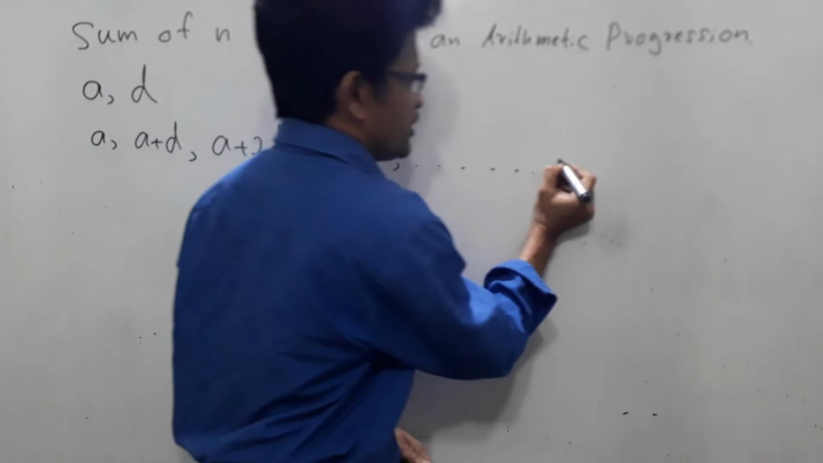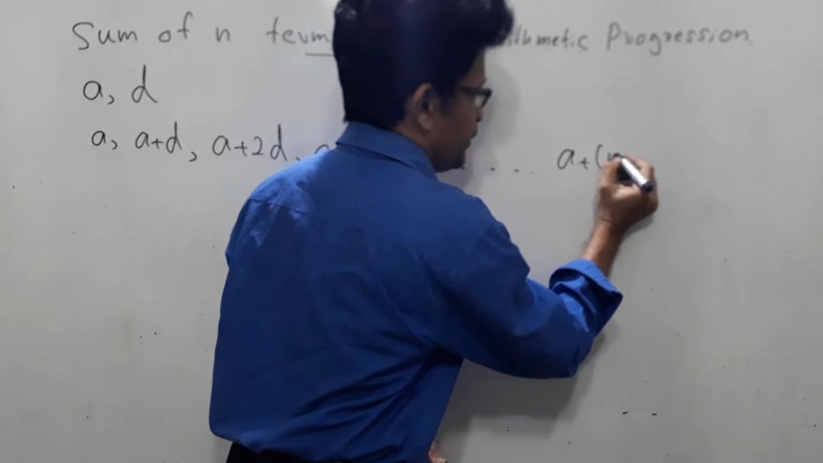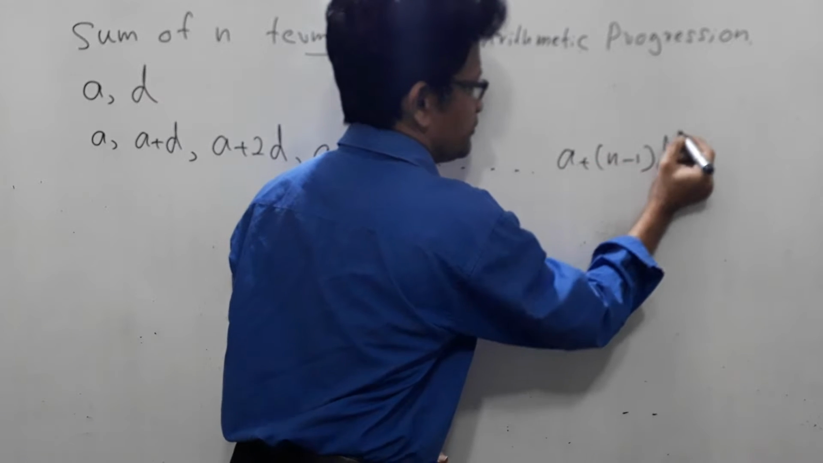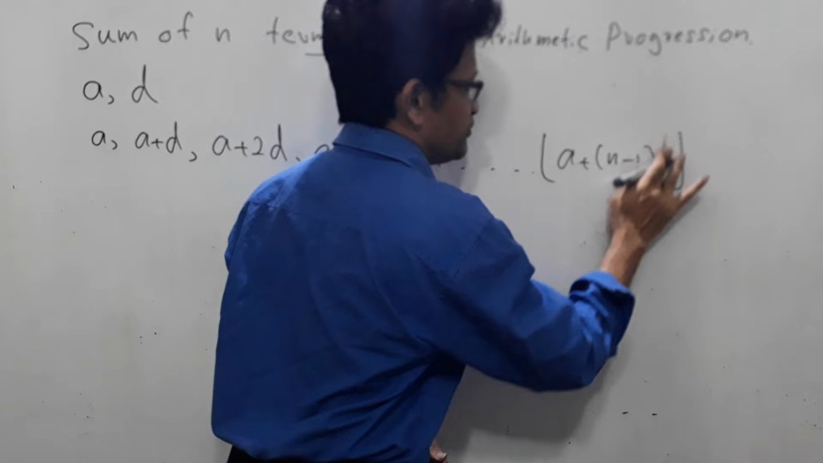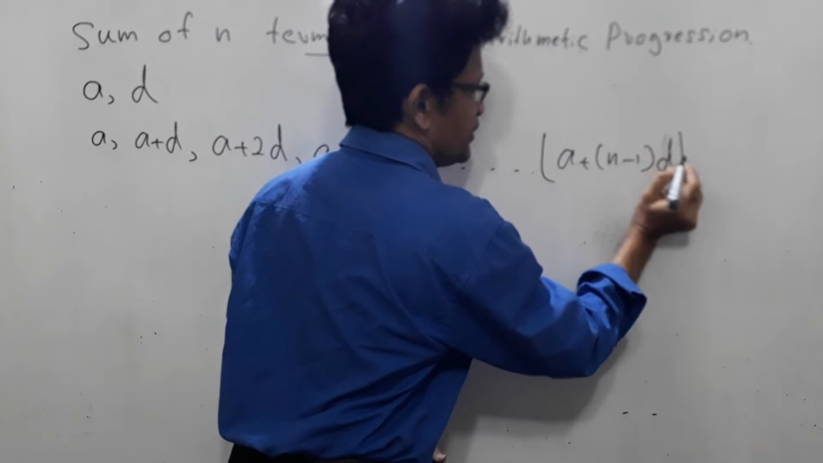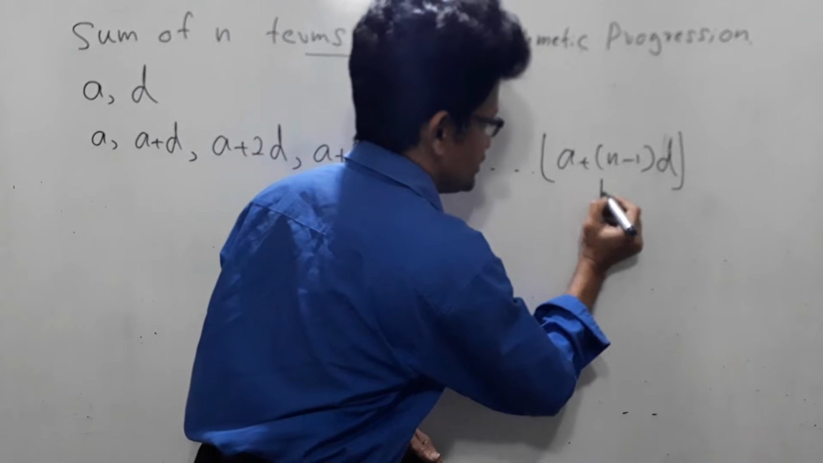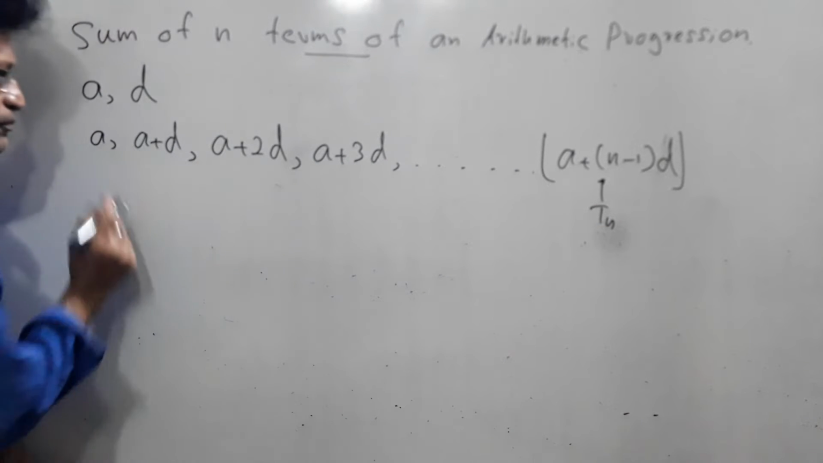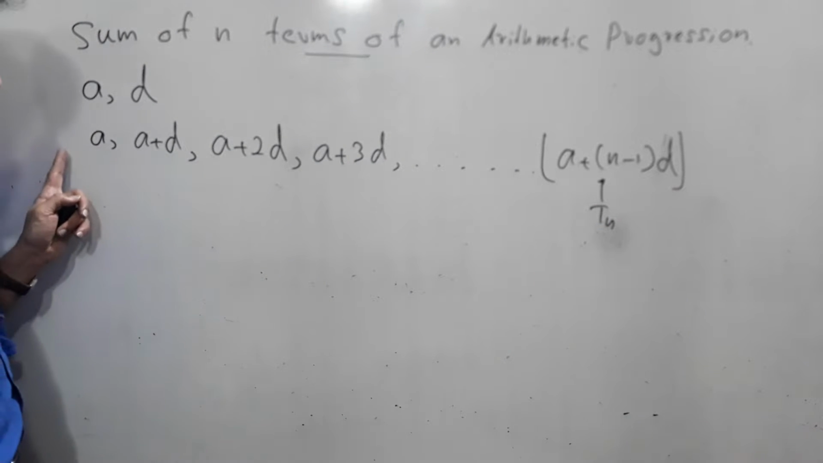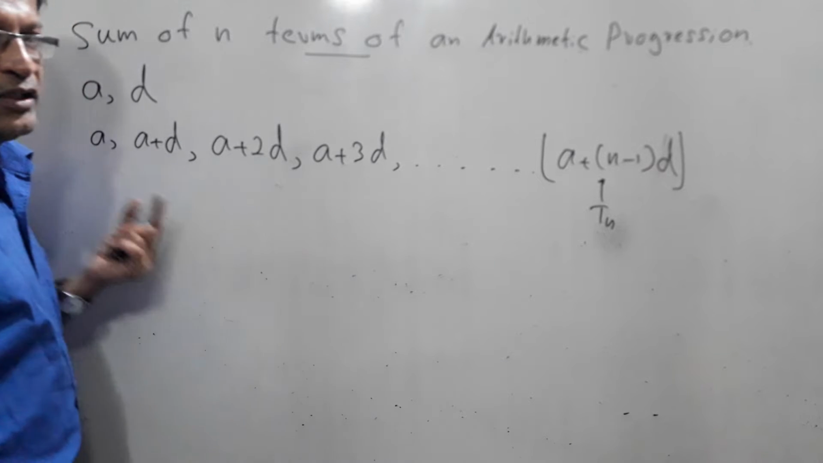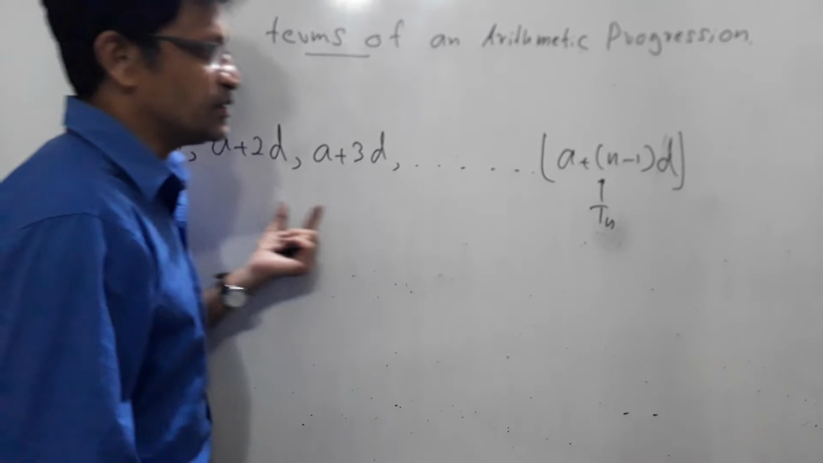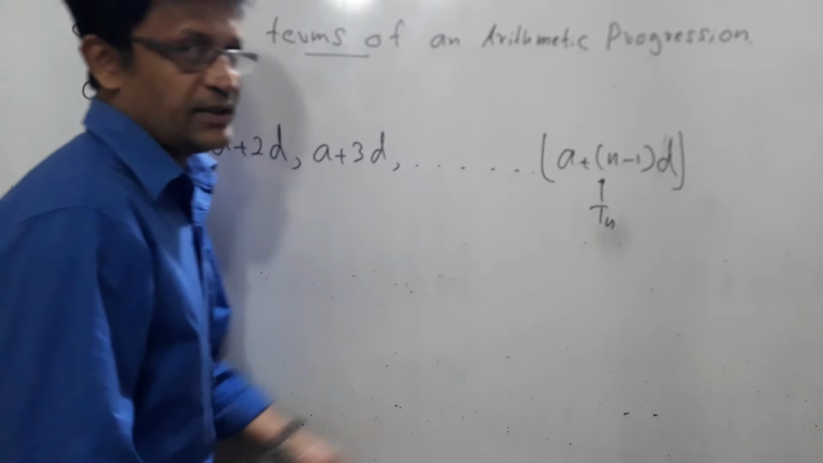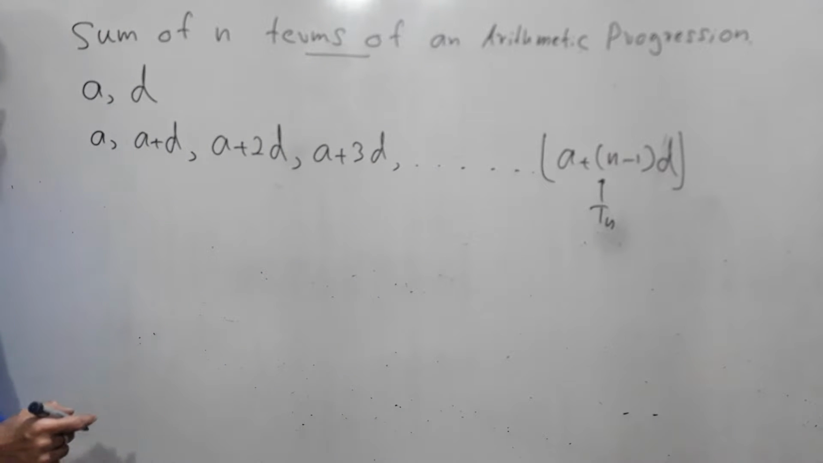So the nth term is what? a plus (n minus 1) d. This is Tn, the nth term. This is the first term T1. If you add all these terms and want to find the sum of these terms up to the nth term, that we call Sn.